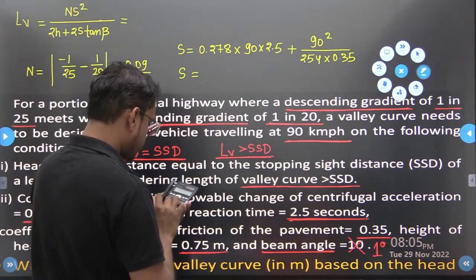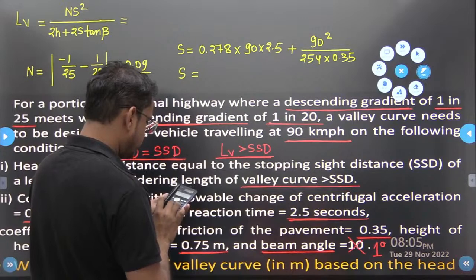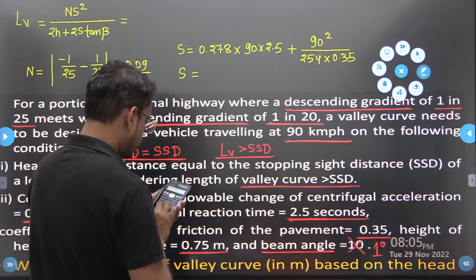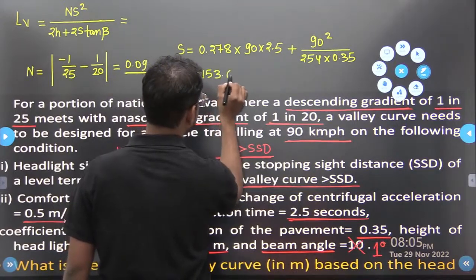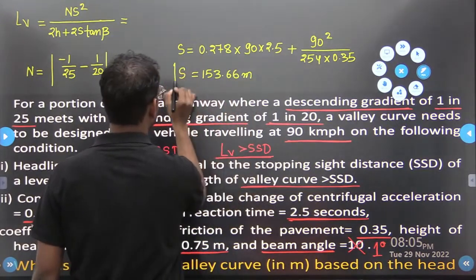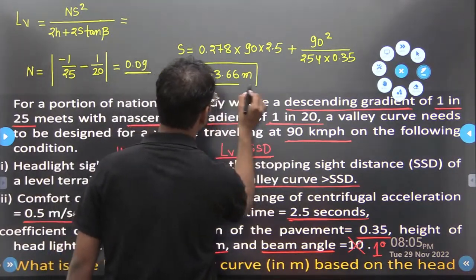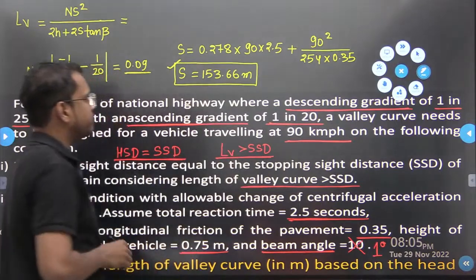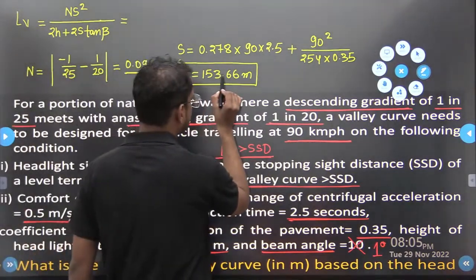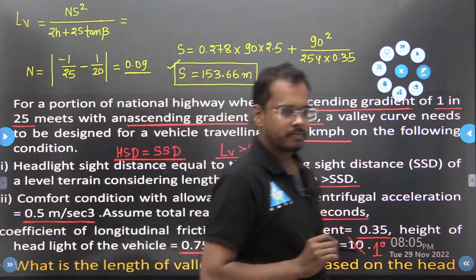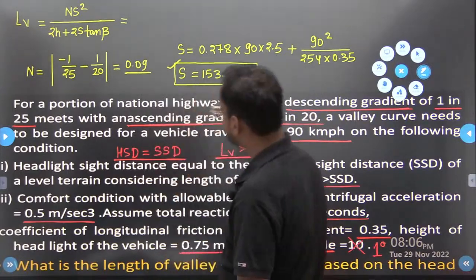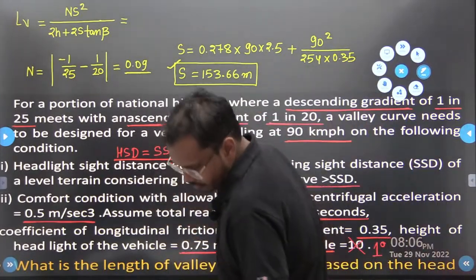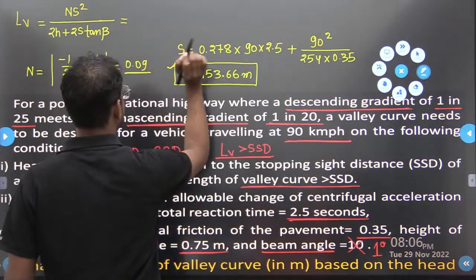The value is 90 square divided by 254 multiplied by 0.35, plus 0.278 multiplied by 90 multiplied by 2.5. So the value is 153.66 meter. It is the value of stopping sight distance. Clear to all? It is 153.66 meter. So the stopping sight distance is already calculated.